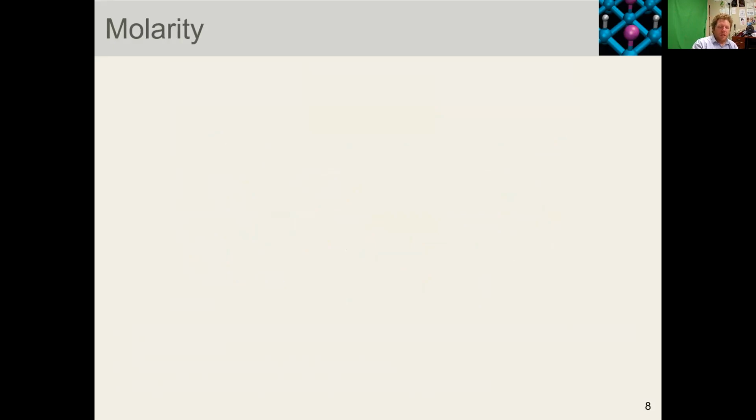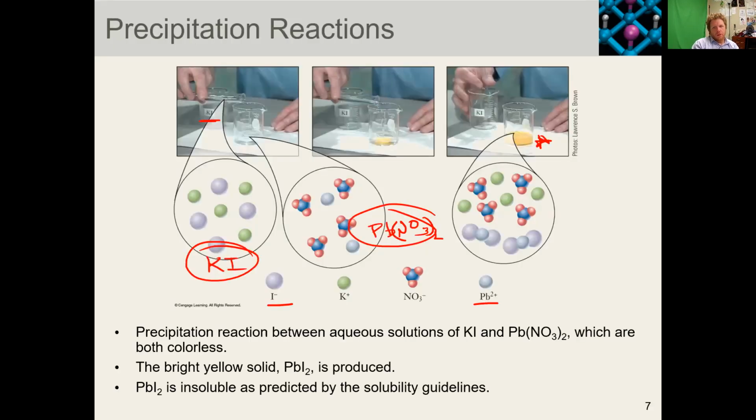So anytime we're talking about a solution, we always want to be thoughtful of, is this a precipitation reaction? Is there a solid that's going to form? Is there something insoluble that's going to form from this reaction?